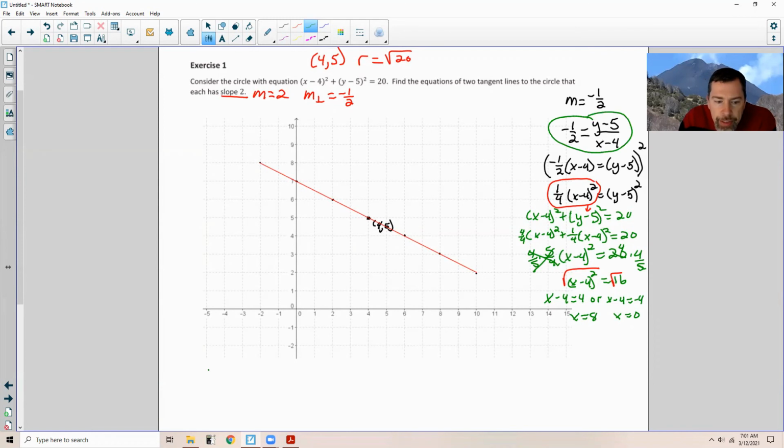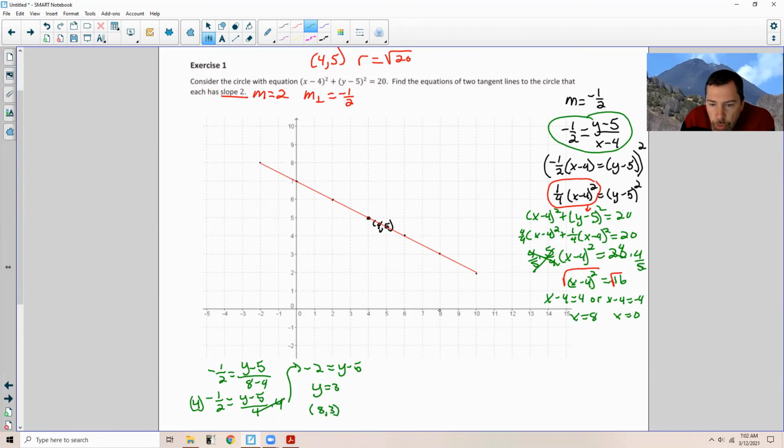So I'm going to write -1/2 equals y minus 5 divided by, and x is 8, so it's going to be 8 minus 4. And that is going to be, negative 1/2 equals y minus 5 over 4. Multiply both sides by 4. And 4 times a negative 1/2 is negative 2. And that's going to cancel here, and we get y minus 5. And if I add 5 to both sides, I get y equals 3. So when x is 8, y is 3.